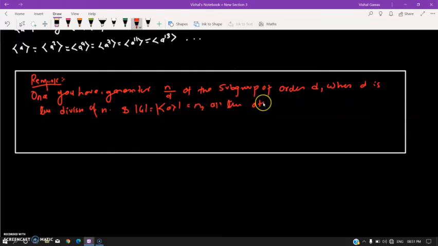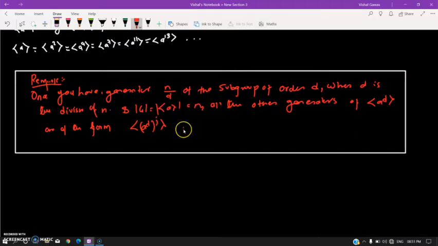All the other generators of a raised to d are of the form a raised to d raised to j, where GCD of n and j is 1. That's what we have.